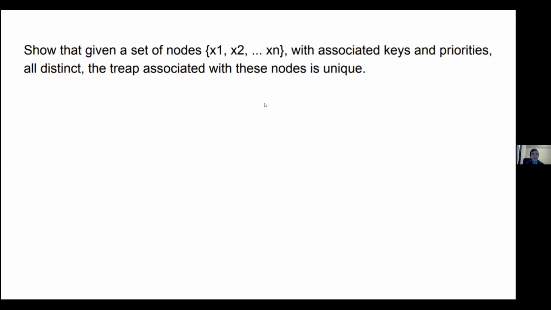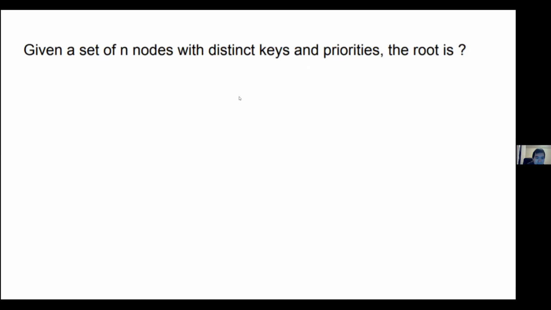Since we're dealing with a tree structure, the general approach to deal with this kind of problem is usually induction. So basically, when we're given a set of n nodes with distinct keys and priorities, what is definitely going to be the root of the tree?